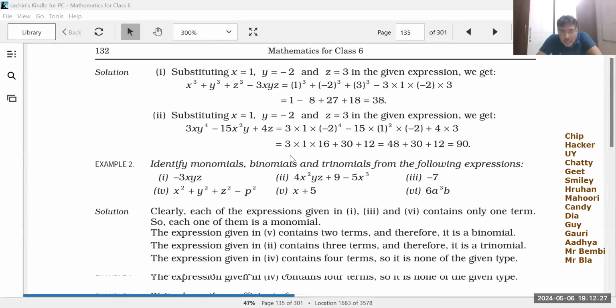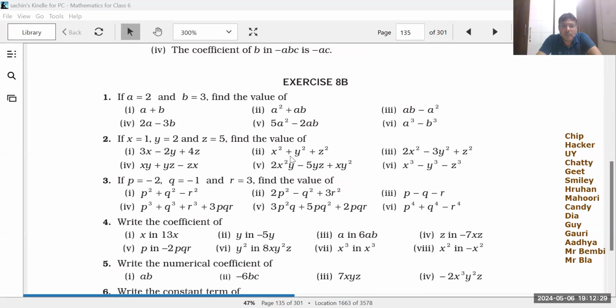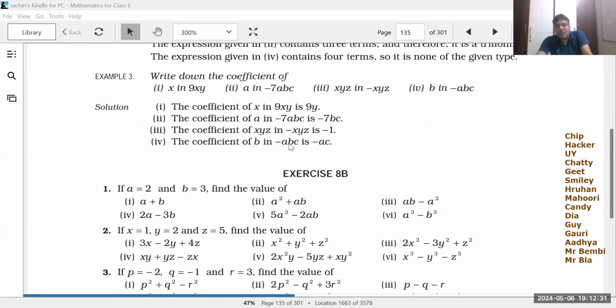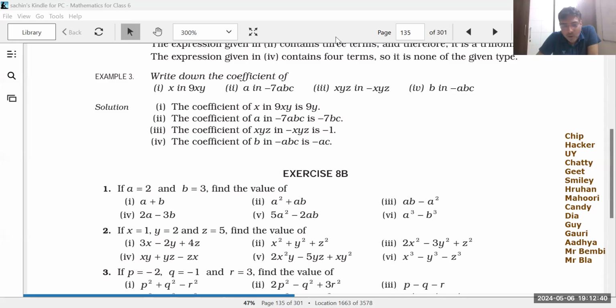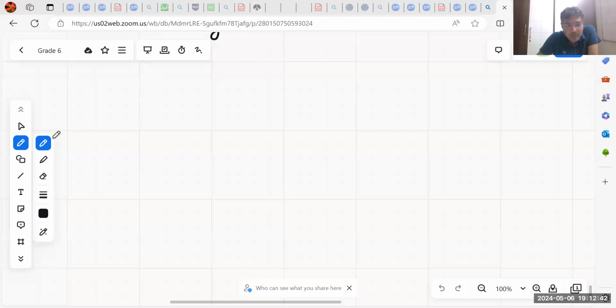So guys, one concept more is degree of a polynomial. Degree means the powers. Let me explain you on the whiteboard. It's almost time, still I'll try to explain. I should not start a new concept today because 3 minutes are remaining.